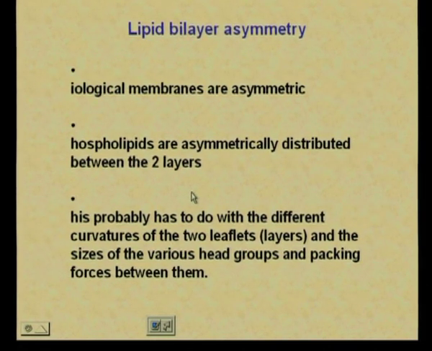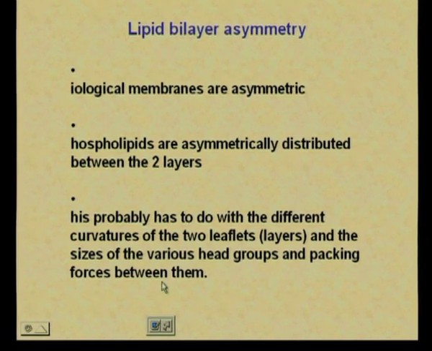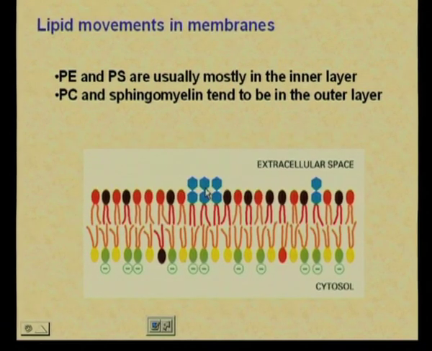So, we have the lipid bilayer asymmetry. The biological membranes are asymmetric. The phospholipids are asymmetrically distributed between the two layers, and this is due to the curvature of the two leaflets or the two layers. And how can we bring that about? By changing the type of fatty acid, changing the type of polar head group. That is the way we can bring about a change in the curvature of the two layers, by changing the size, changing the packing. How do we change the packing? By changing the fatty acid. Okay. So, this is what we can do.